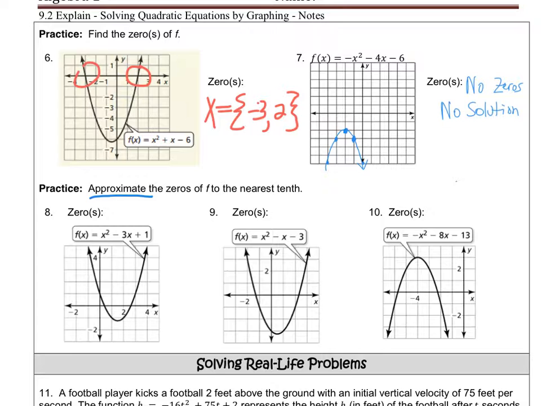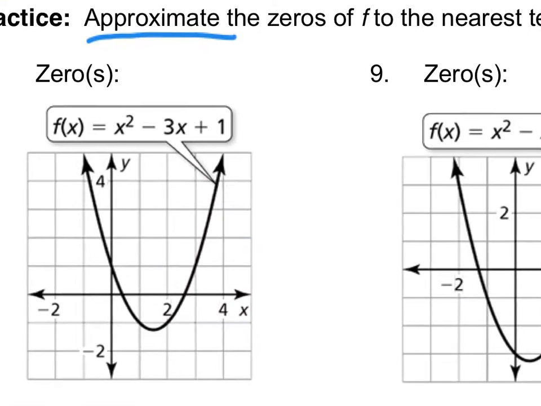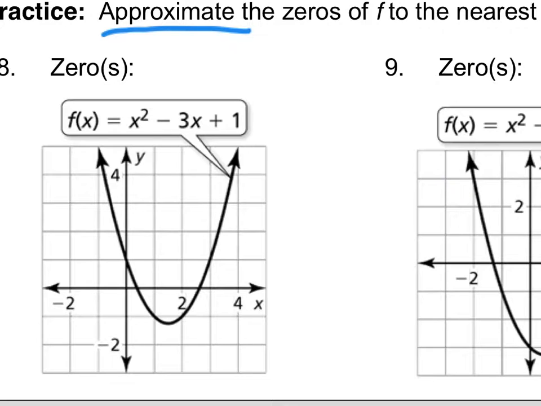So you're going to look and see that on number 8, our first zero is between the 0 and 1. And when I'm looking at it, I say, okay, this one looks like it's a little less than halfway. So I'm going to use my little approximately sign, x is approximately 0.4. Now you might have looked at it and said, no, that's definitely 0.3. These are approximations, so it's really a little bit of an individual call.